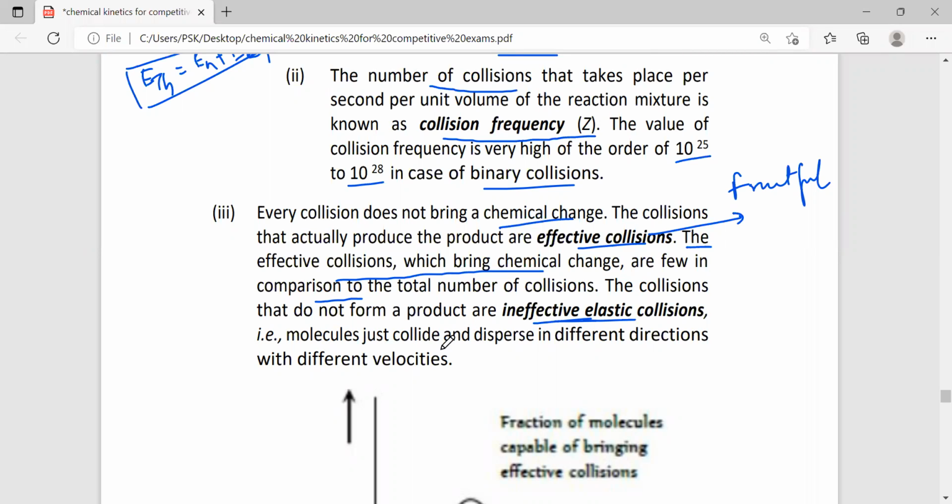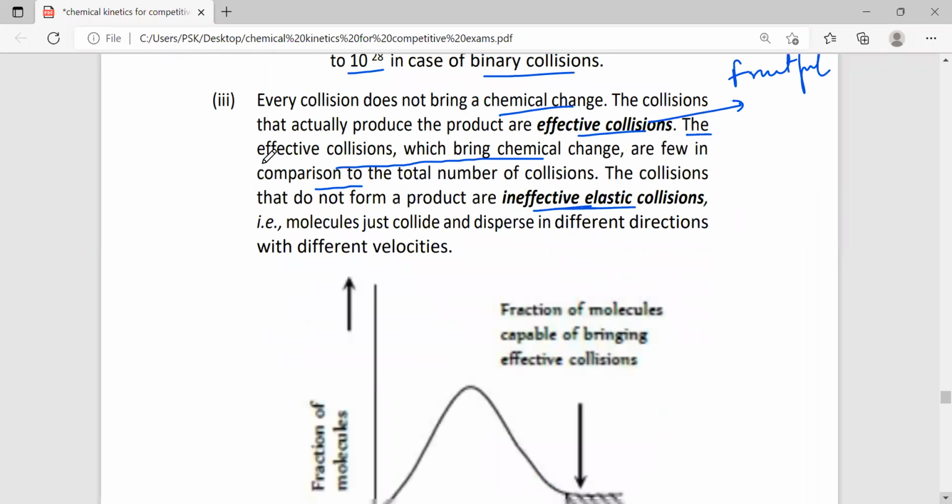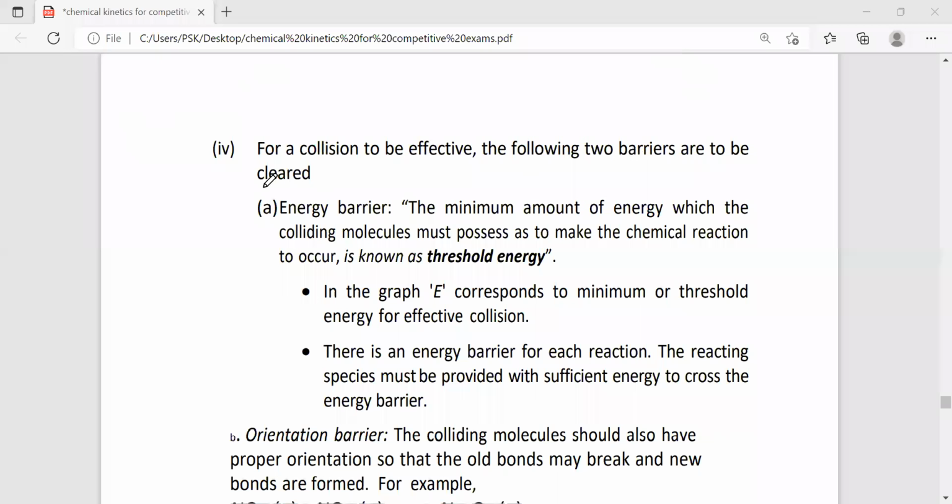That is, the molecules must collide and disperse, move away in different directions with different velocities. We'll come to this graph in a minute. For a collision to be effective, the following two barriers are to be cleared. The first one is the energy barrier. I told you the minimum amount of energy which the colliding molecules must possess to make the chemical reaction occur is called threshold energy.